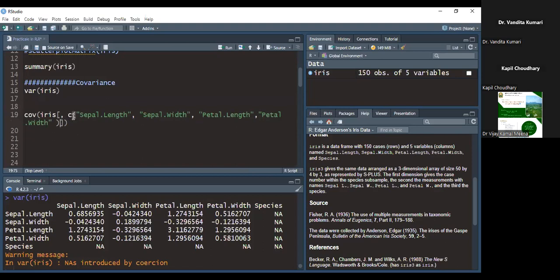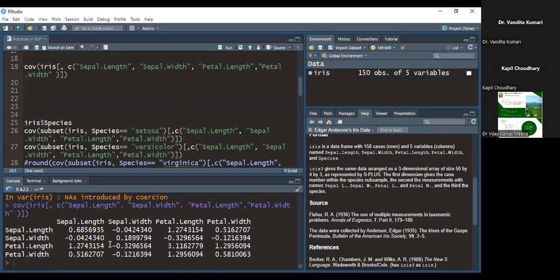So bracket close is for this c, and the square bracket is for this matrix, where we are not writing anything before the comma. That means we are going to select all the rows. Bracket close. This will give the variance covariance matrix. So this is the matrix which we have obtained. The diagonals are the variances, and the off diagonals are the covariances, right? Now, this is the variance covariance matrix for all the species.